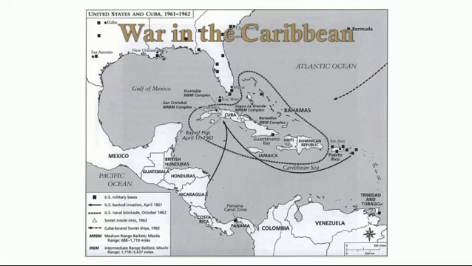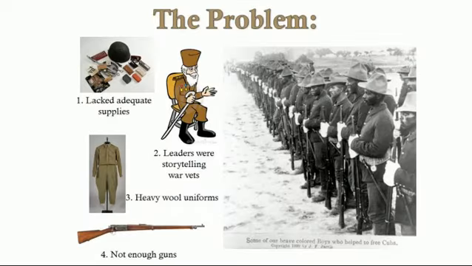Then you switch to the war in the Caribbean, but there was a problem. We were not prepared for a war in the Caribbean. Who's ever been to the Caribbean? Okay, a couple people. What's the weather like? It's hot, and what else? Humid. It's humid too. So why don't we send all of our soldiers with wool uniforms, only one gun for every 3 people, and all the generals are like 60-year-old war vets from the Civil War. So we were really prepared.